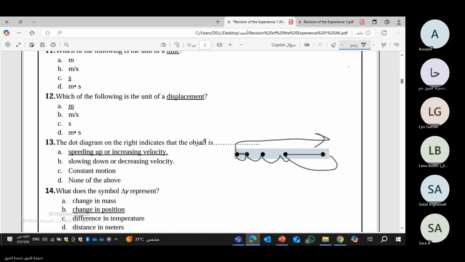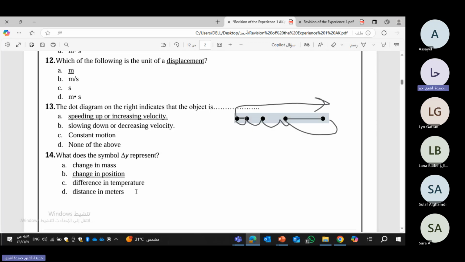What does the symbol delta y represent? What do I mean by delta y? Change in position, position in vertical motion. What about delta x? The same thing, change in position, but in horizontal motion, or x motion. So both delta y and delta x relate to position: delta y for vertical, delta x for horizontal.